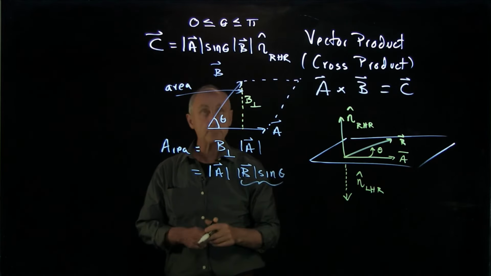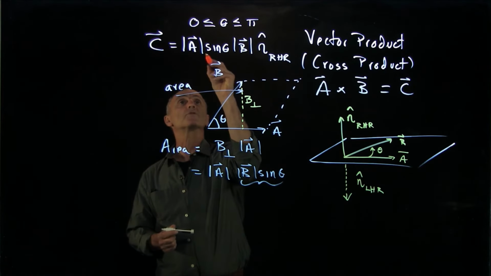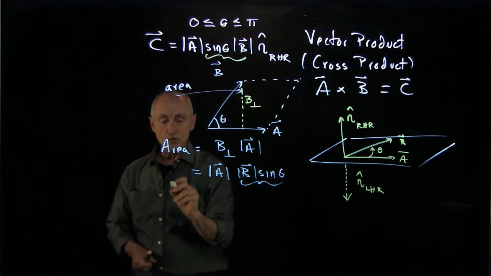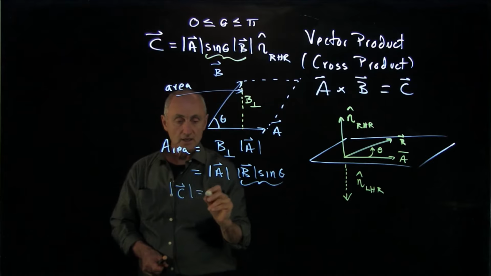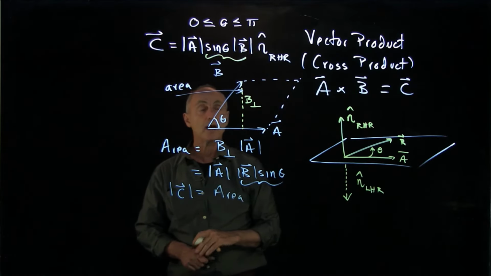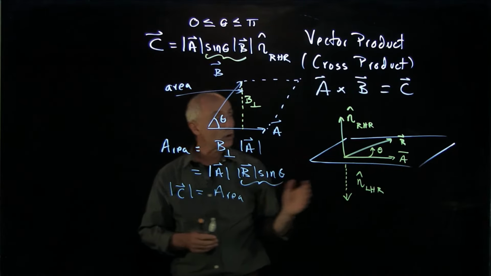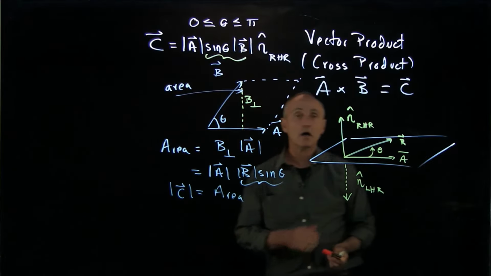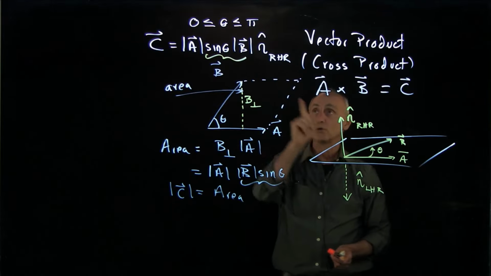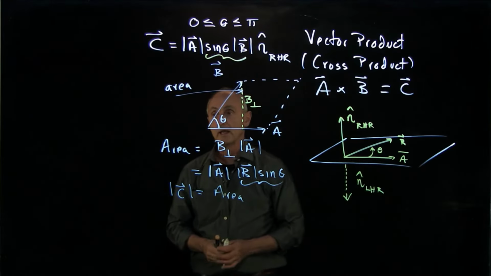So this quantity, B sine theta, is precisely what's occurring there. So the magnitude of C is equal to the area formed by the vectors A and B. And we have a choice of which way we want to pick C to point. And that's where, as a convention, we're choosing the right-hand rule.